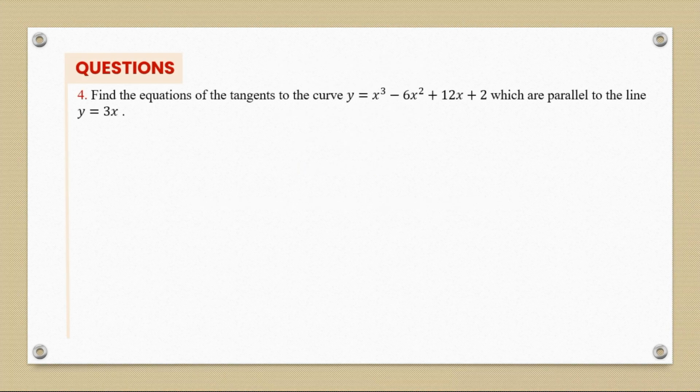Alright, so the next question is question 4. So being told to find the equations of the tangents to the curve y is equal to x cubed minus 6x squared plus 12x plus 2, which are parallel to the line y is equal to 3x.